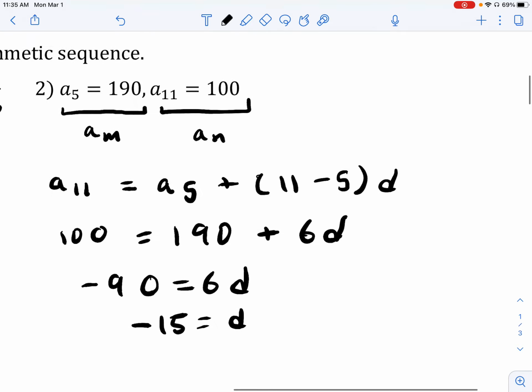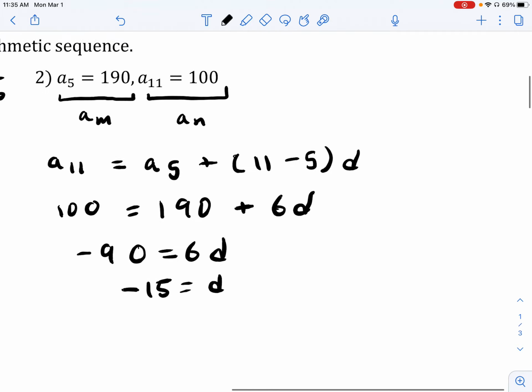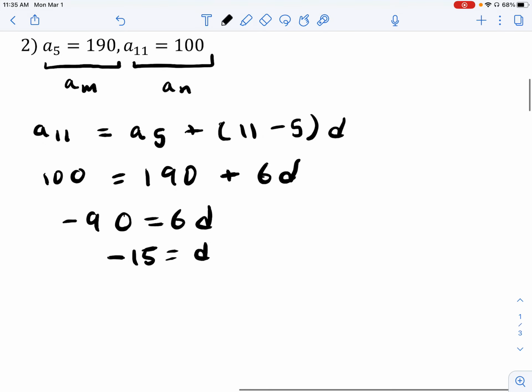So we have our common difference now. So now that we know what our common difference is, let's just check to make sure it makes sense, and it does, right? Our terms are actually decreasing by 15, right? We started at 190 and we're now down to 100.